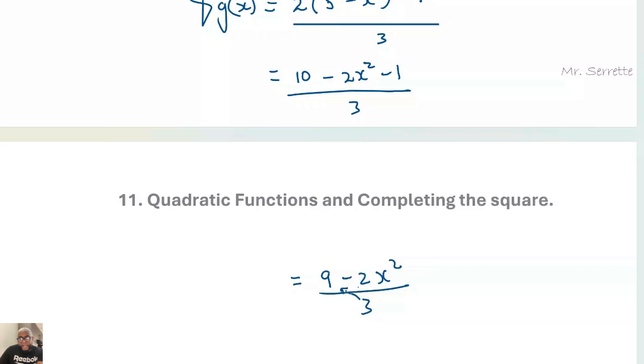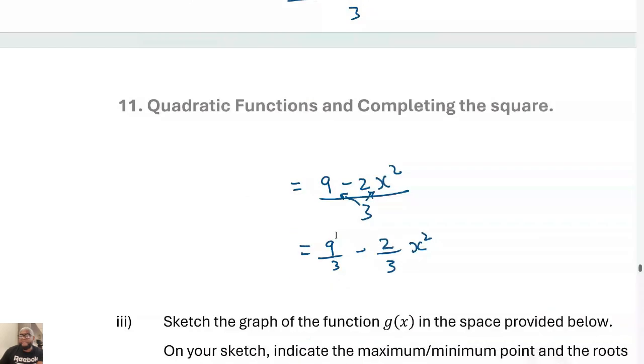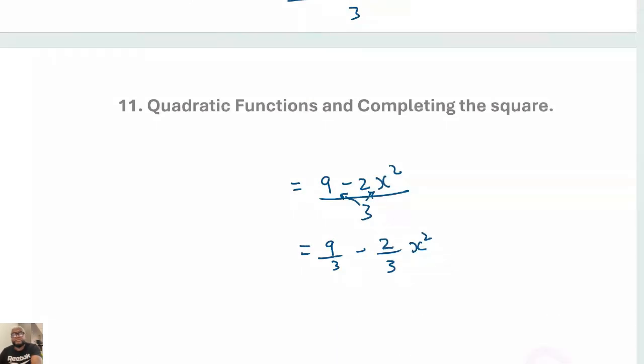Now, I can take this 3 and divide it by both terms above here. So this will be 9 divided by 3 minus 2 over 3. You can just leave it as 2 over 3 x squared. Cool? 9 divided by 3 is 3. So this becomes 3 minus 2 thirds x squared. Cool? Right? Yes, sir.